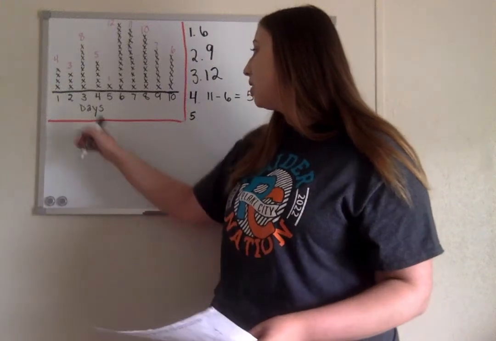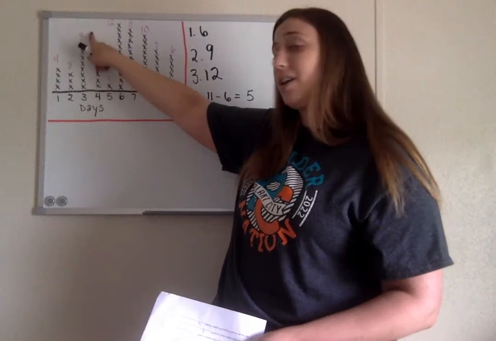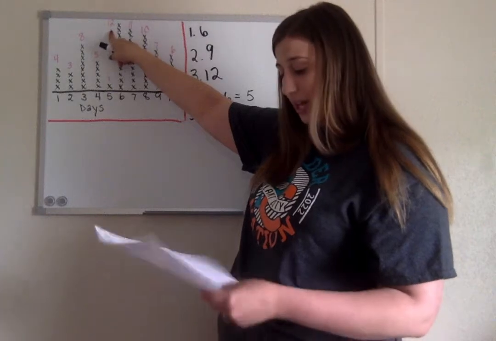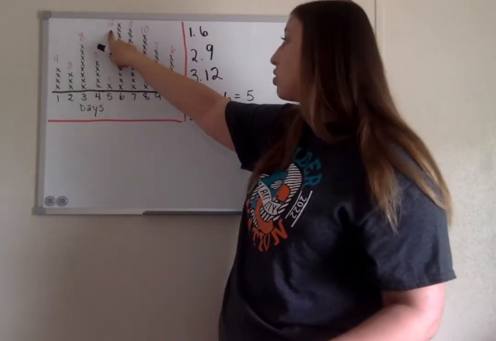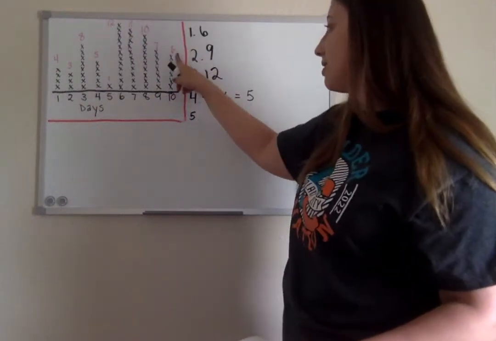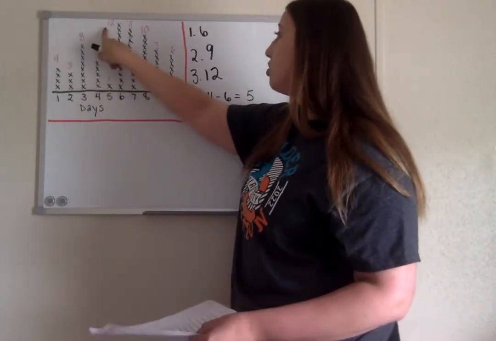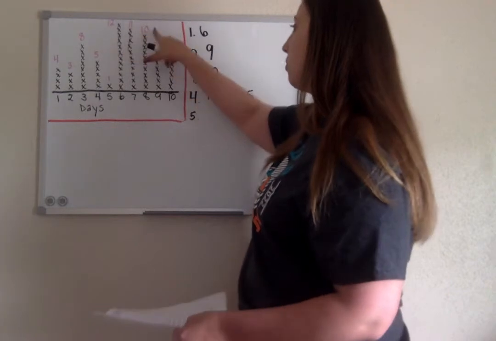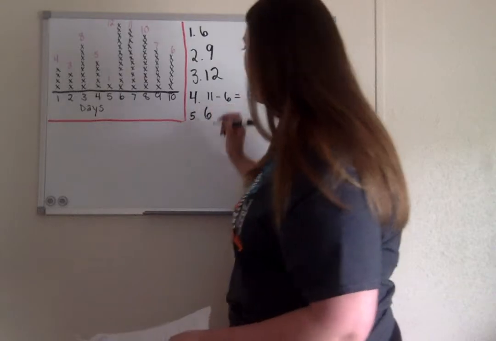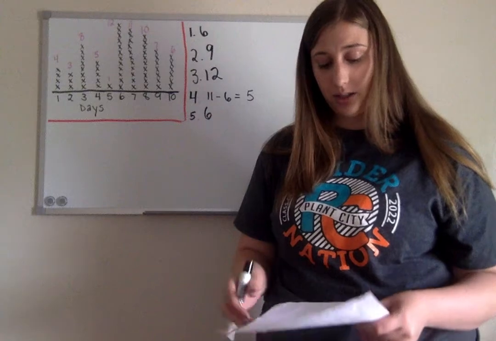I see days 1 and 2, that's not more than 6. But on day 3, we sold 8 boxes, so that's going to count in our total. On day 6, we sold 12, so that's going to count. We're looking for 6 or more boxes, so day 10 counts too. All these are going to count because it's 6 or more. So I'm counting a total of 1, 2, 3, 4, 5, 6 days. There were a total of 6 days where we sold 6 or more boxes of chocolate.